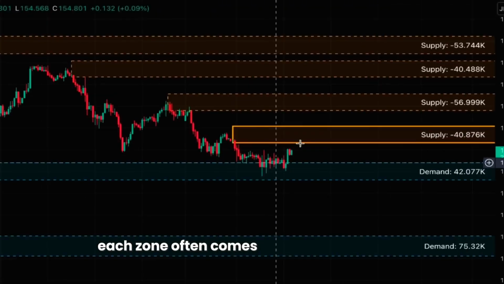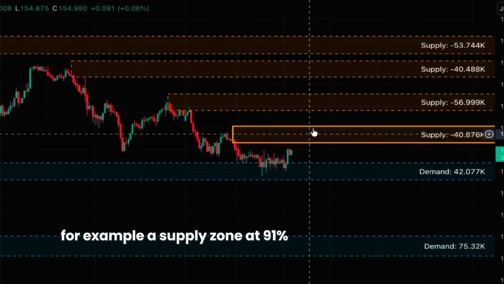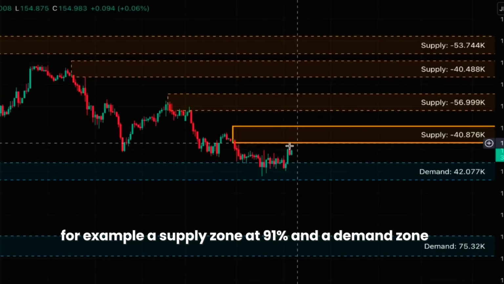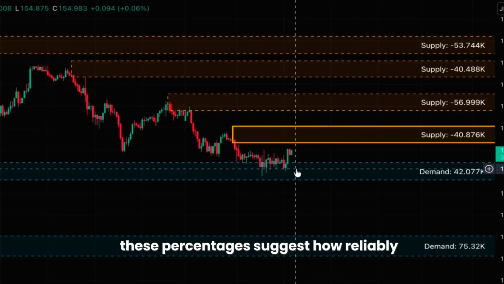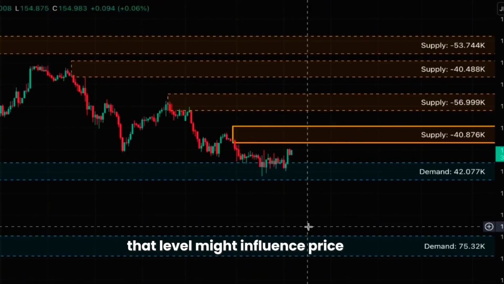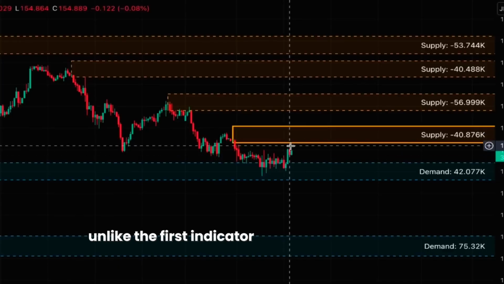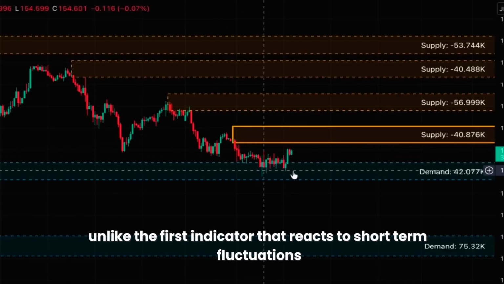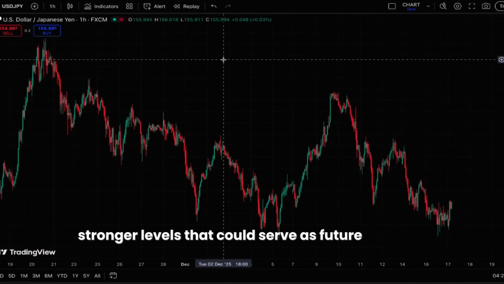Each zone often comes with a probability label. For example, a supply zone at 91% and a demand zone at 94%. These percentages suggest how reliably that level might influence price action based on market structure and volume balance. Unlike the first indicator that reacts to short-term fluctuations, this one focuses on broader, stronger levels that could serve as future support or resistance zones.